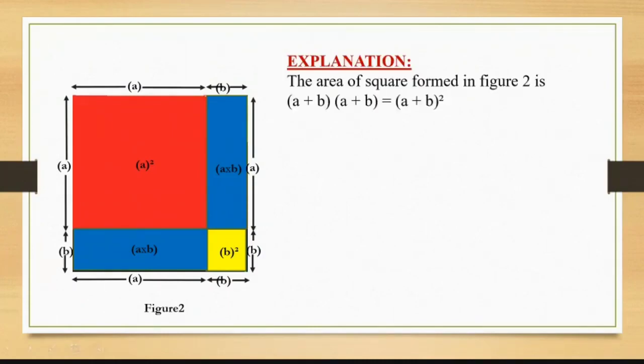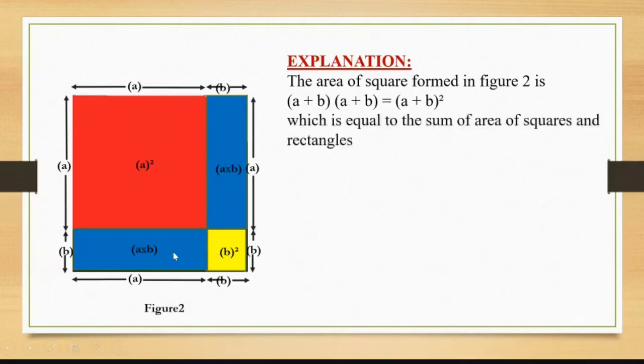So let me explain the complete activity to you. The area of the square formed in this figure 2 is what? The length is a + b, and the breadth is a + b. So this is a complete square of length a + b. We had taken a green square of side a + b, and this has completely overlapped this one. The area of the square formed in this figure is (a + b)². This area (a + b)² is equal to the sum of the areas of this square, this rectangle, this square, and this rectangle.